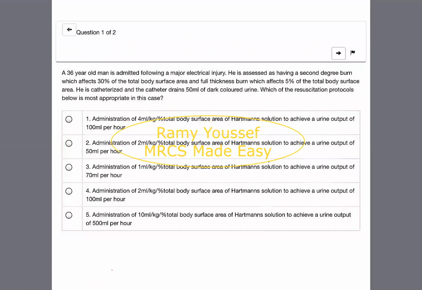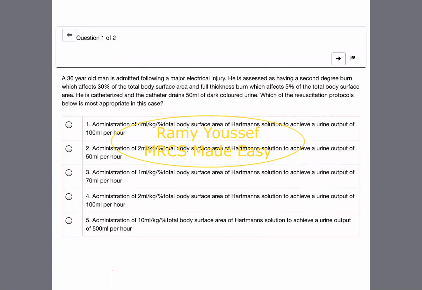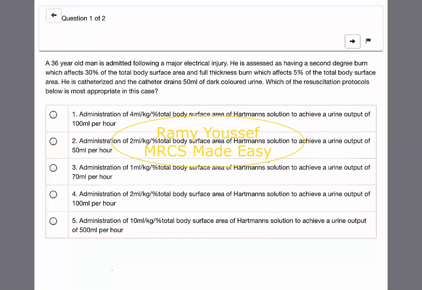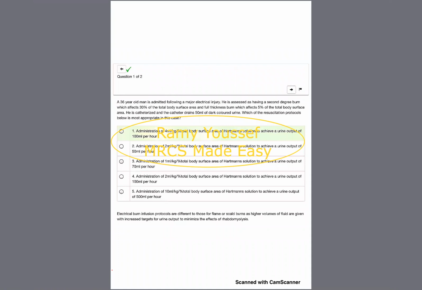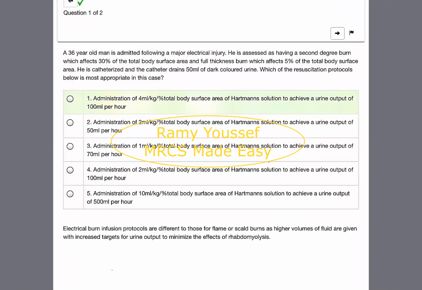Administration of 4 ml per kg per TBSA of Hartmann's solution to achieve urine output of 100 ml per hour. So in electrical injury, we have to go for 4 ml per kg per TBSA of Hartmann's solution, and to achieve a urine output of more than 100 ml per hour. So that will be A, administration of 4 ml per kg per TBSA, to achieve urine output of 100 ml per hour. Yes, exactly.